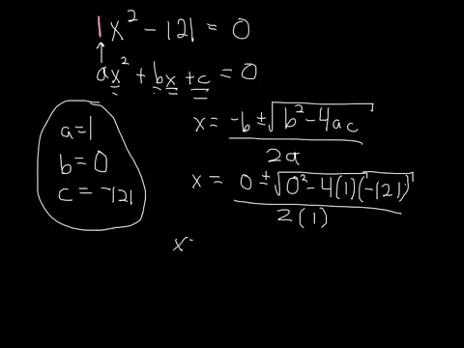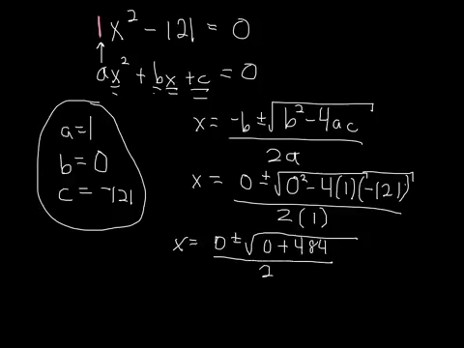So I have x is equal to 0 plus or minus the square root of all of this stuff multiplied together. When I do all of this stuff multiplied together, I get 0 squared plus 4 times 1 times 121, which is equal to 484. And I divide all of that by 2, because 2 times 1 gives me a 2 in my denominator. So now I have x is equal to 0 plus or minus the square root of 484, which is 22, all divided by 2.